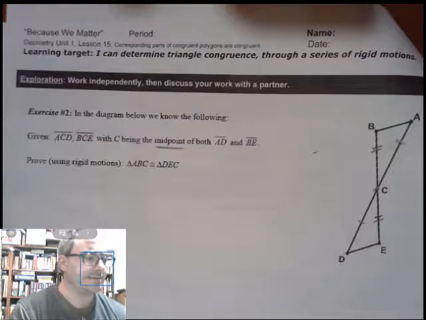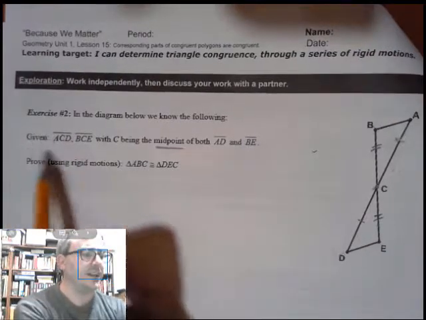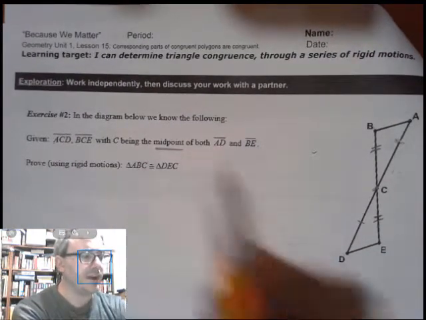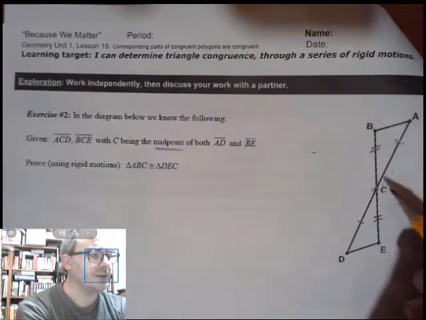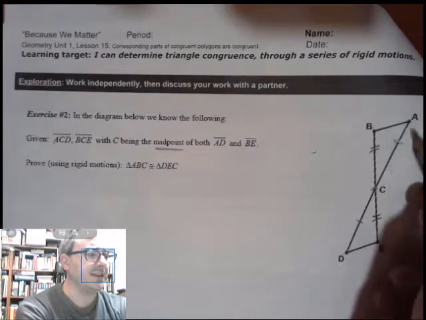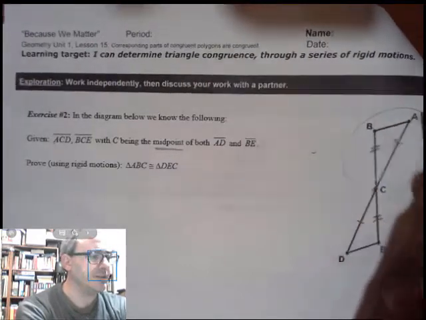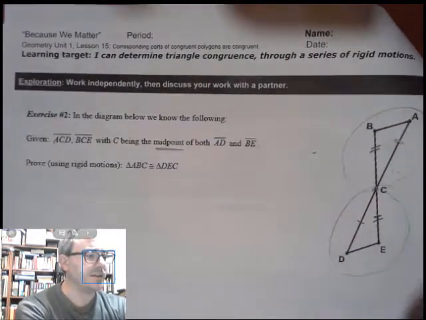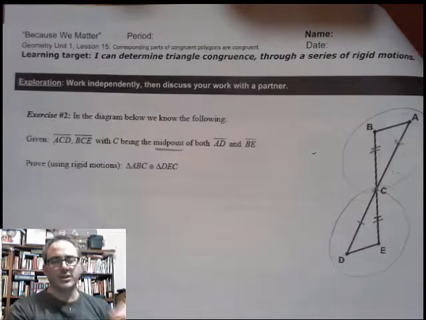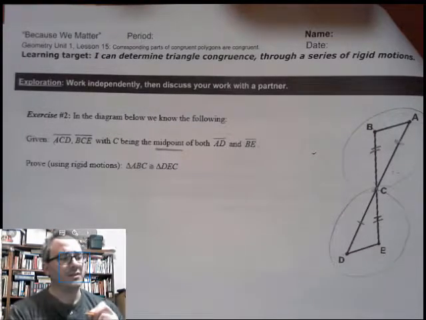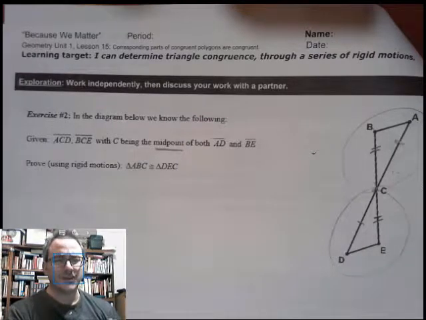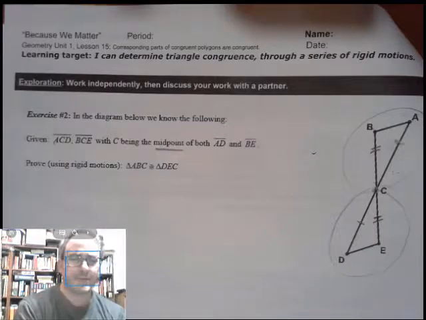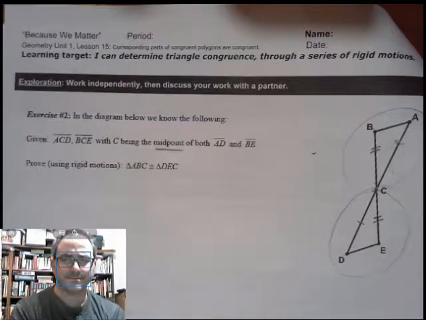All right. So we've taken care of the given. Here's what we need to prove, that triangle ABC is congruent to triangle DEC. So I want to prove that this triangle is congruent to that triangle. What rigid motion do you think you could use to prove that the triangle ABC is congruent to triangle DEC? Pause the video. Let's get some ideas.